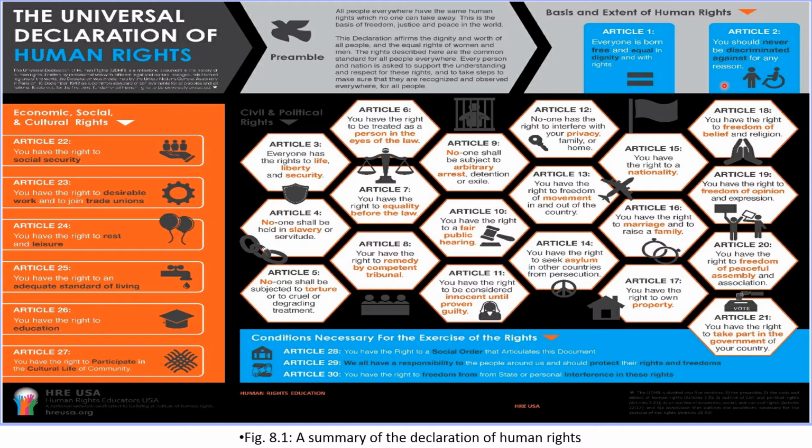Okay? And then Article 12, no one has the right to interfere with your privacy, family, or home, so no trespassing. Nobody should look into your inbox, your emails, and your phones. Article 13, you have the right to freedom of movement in and out of the country.